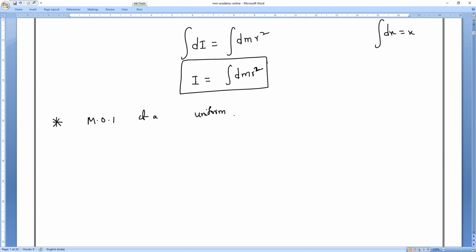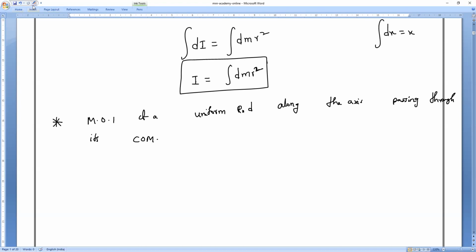So find the MOI, moment of inertia, of a uniform rod. The first one we are going to find is a uniform rod along the axis passing through its COM, center of mass.